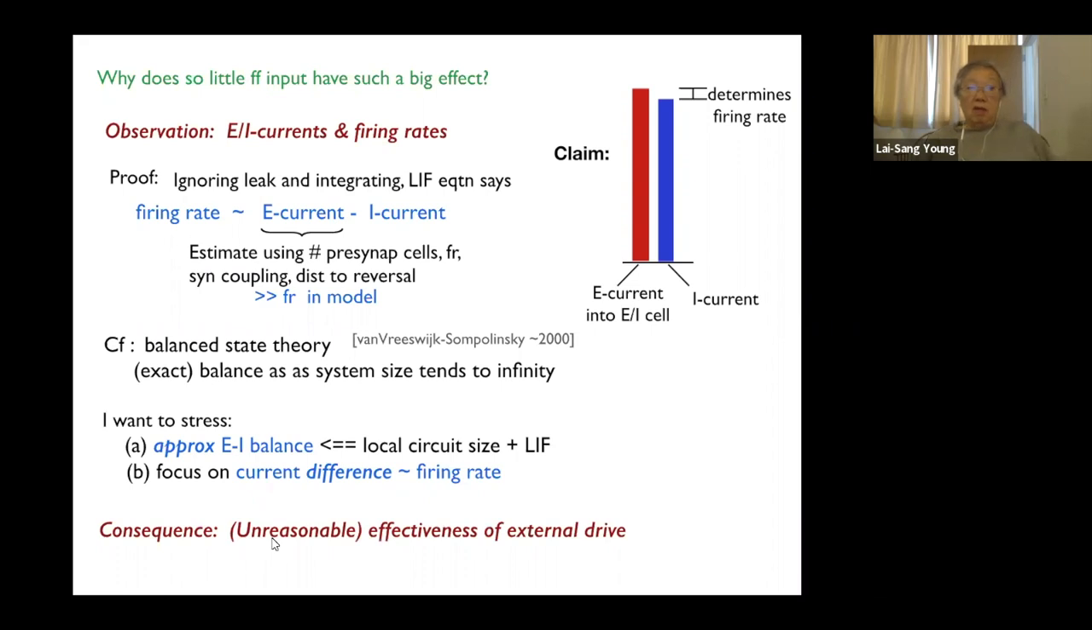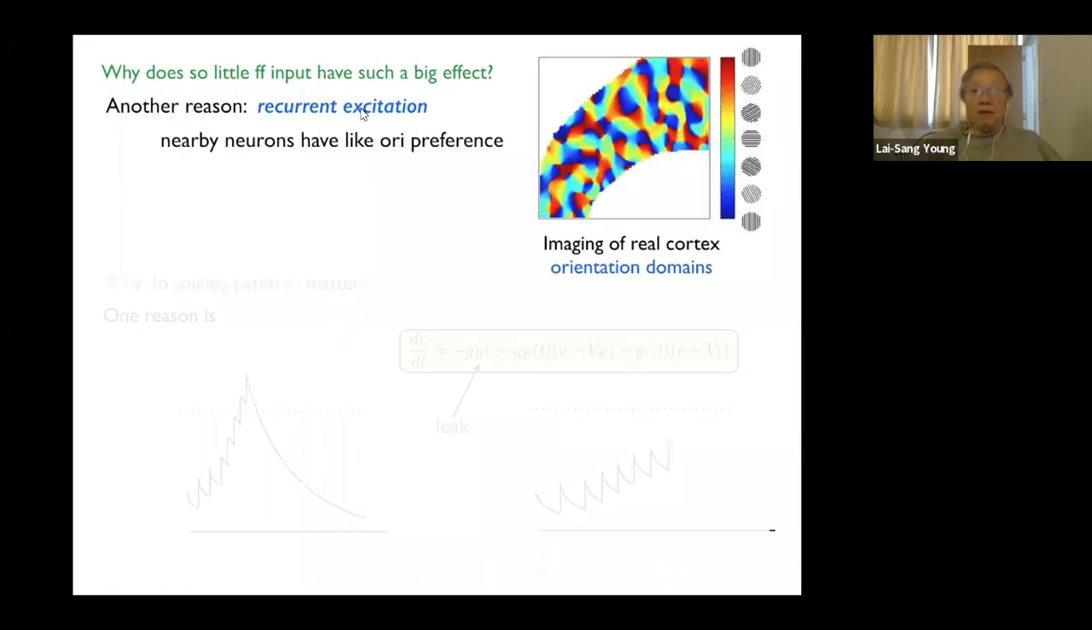So the consequence of this is what I think of as an unreasonable effectiveness of external drive. The picture is like this: for the brain to send signal from one region to the next, you don't have to send very much signal. You don't have to send very much current. You send a little bit. It's very efficient. The thing is that locally it is balanced in such a way that a little bit of current makes all the difference in the world. And so this gives you some confidence that maybe a small amount of feedforward input is enough for driving this whole thing. There's another reason why so little feedforward input is good: recurrent excitation.